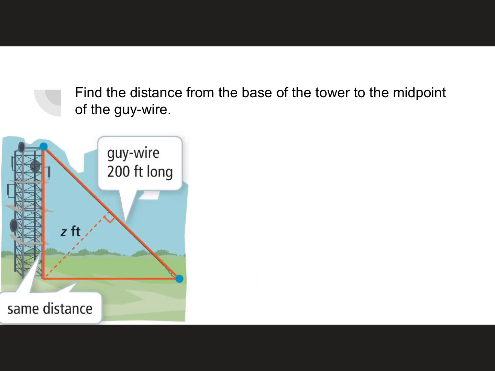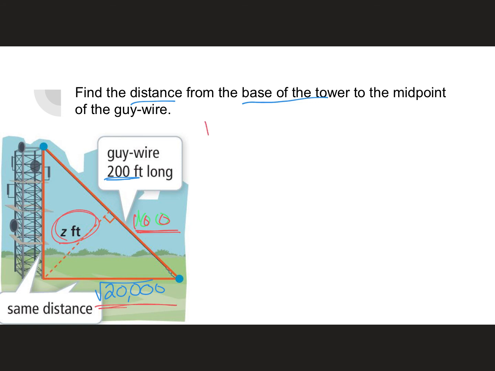Let's try one more problem. In this case, we're finding the distance from the base of the tower to the midpoint of the guy wire. So now, it's the same situation. So we know that this is the square root of 20,000 there. If the guy wire is 200 feet long, then half of it must be 100. Ooh, you can't see that at all, can you? Let's try a different color. 100. So now I know that this side is 100. I'm looking for this length right here. I know this side is that.